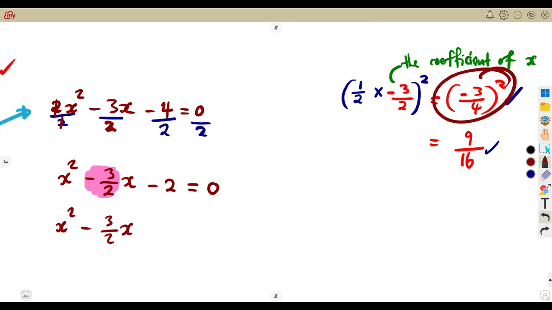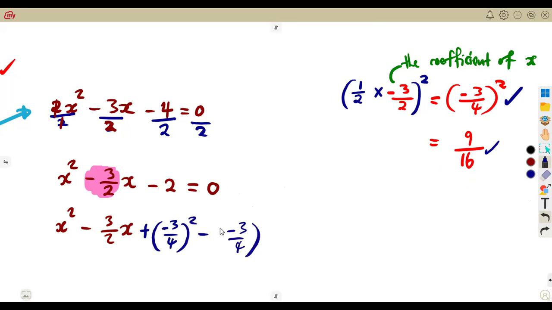Remember, we add our square. We also subtract it. You can use this 9 over 16. I'm not saying it's wrong. You can use that. Still one and the same thing. So we're going to add our square. That is minus 3 over 4 squared. Then we subtract the same square, meaning to say we are just using 9 over 16 minus 9 over 16. That is what we are simply having there.